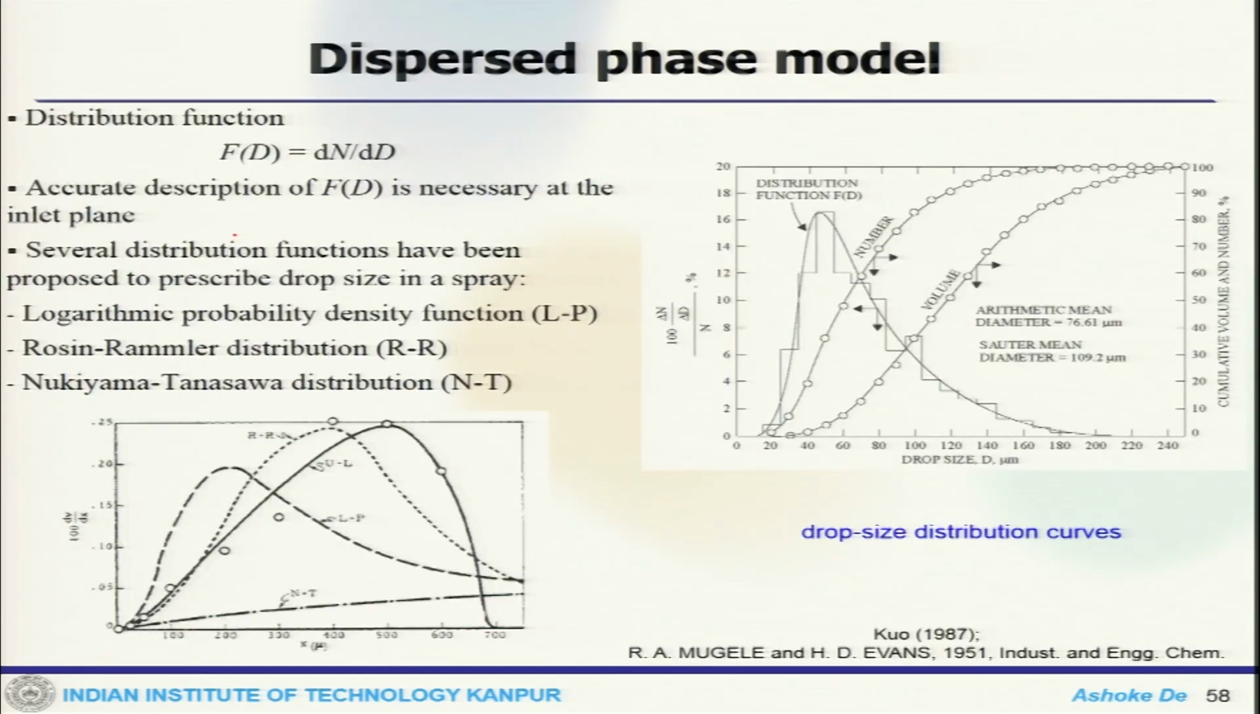An accurate description of the FD is necessary at the inlet plane. Several distribution functions have been proposed, like the logarithm and probability density function, the Rosin-Rammler distribution, and the Nukiyama-Tanasawa distribution, the NT distribution. These are the distributions which are actually available. This is a droplet size distribution, how that varies, and this is one case where you can see how things change for different parameters.